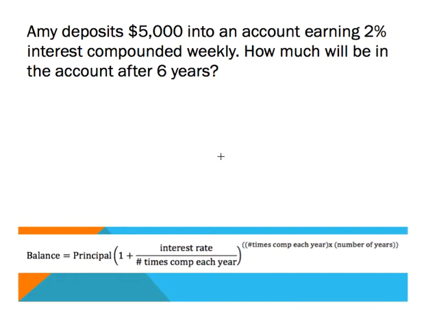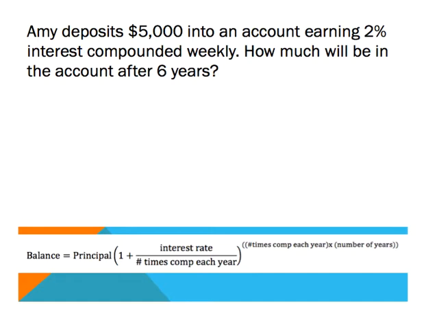Okay, let's take a look at this one. This says Amy deposits $5,000 into an account earning 2% interest compounded weekly. How much will be in the account after 6 years? So for this one, I have copied the formula from your formula sheet down below.